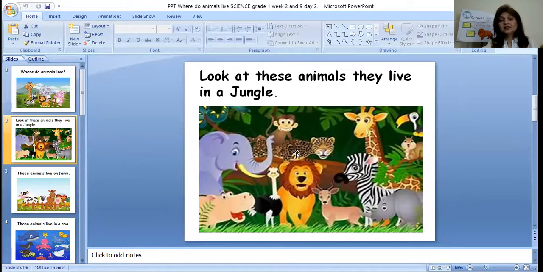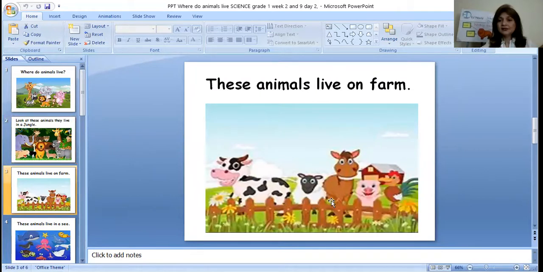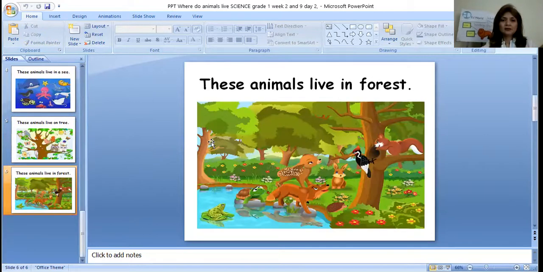The first we are going to talk about is look at these animals. They live in a jungle. These are all jungle animals. And what are these animals? You can see elephant, monkey, tiger, giraffe, zebra, lion, hippopotamus, deer. So these are the animals that live in a jungle. Now comes the animals that live on a farm, and these are cow, sheep, goat, buffalo, the chickens. These are all the farm animals.